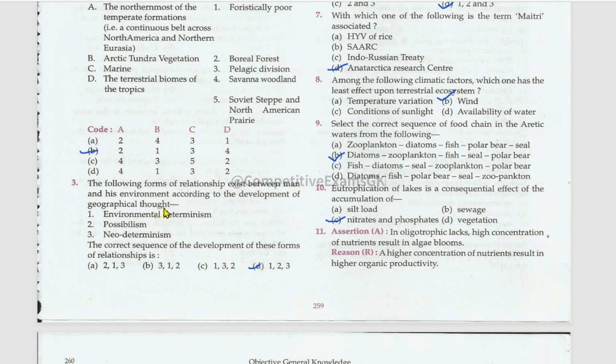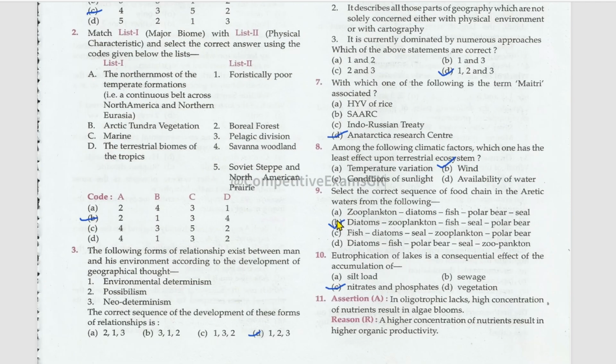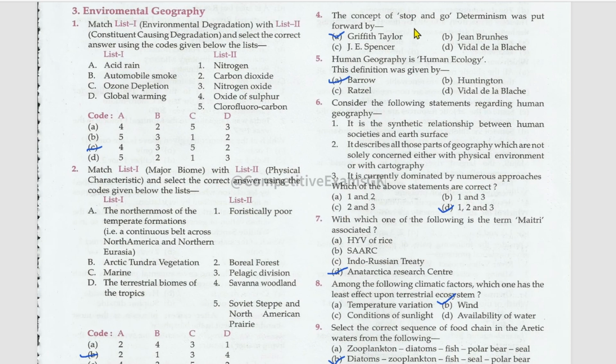Next, the following forms of relationships exist between man and his environment according to the development of geographical thought. The correct sequence of the development of these forms of the relationships is: environmental determinism, next possibilism, next neo-determinism. Next question. The concept of stop and go determinism was put forward by Griffith Taylor. Human geography is human ecology. This definition was given by Barrows.